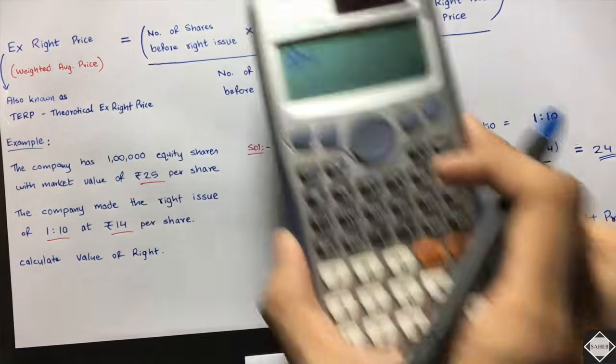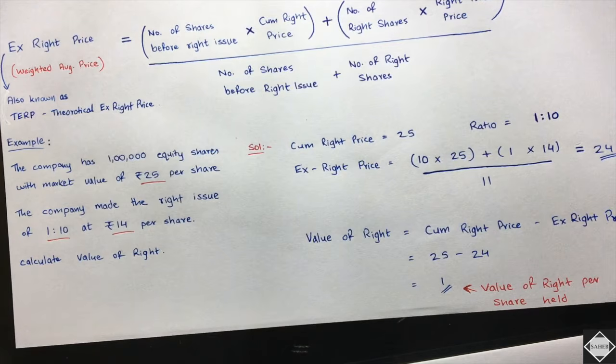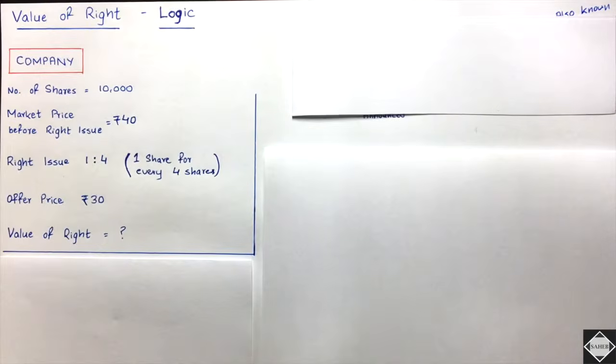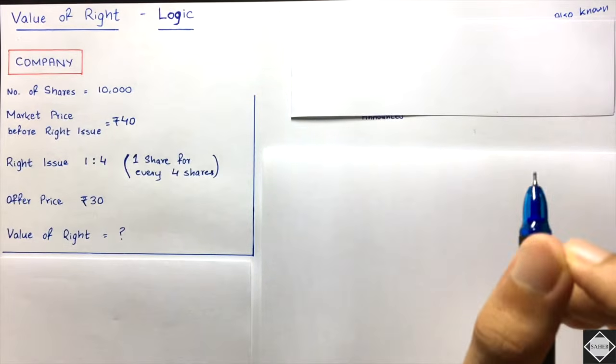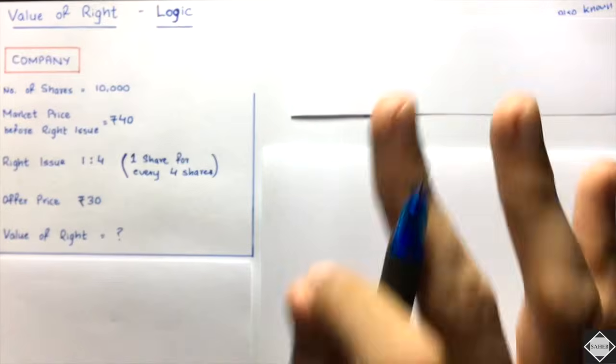Okay, let's take another example. You will be more clear with this. Now let's see another example of value of right with logical understanding properly. Okay, not just the formula and mechanics. Let's understand the logical part.